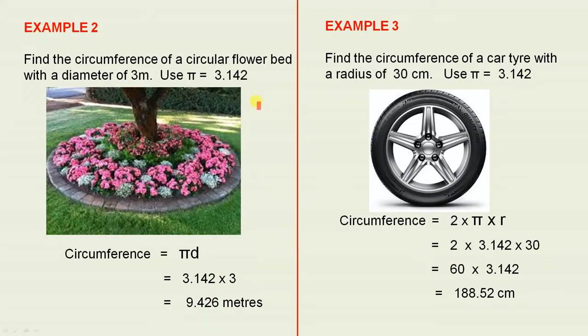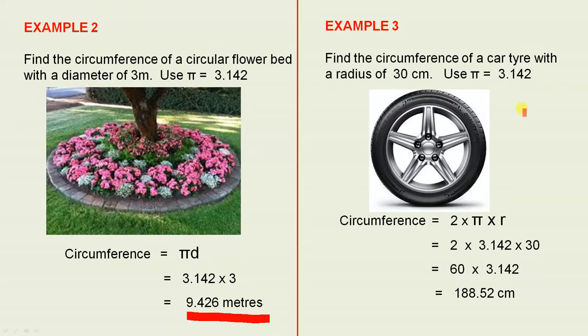Example 2. Find the circumference of a circular flower bed with a diameter of 3 meters. Use pi equals 3.142. So the circumference can be found by using the formula pi d, because we're given the diameter, so we'll use pi d. We've been told that pi is 3.142, so it's 3.142 times 3, and it's 9.426 meters, and that's the circumference.